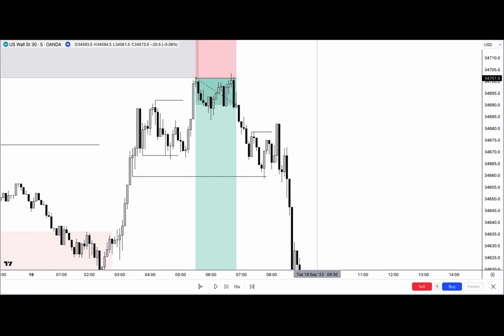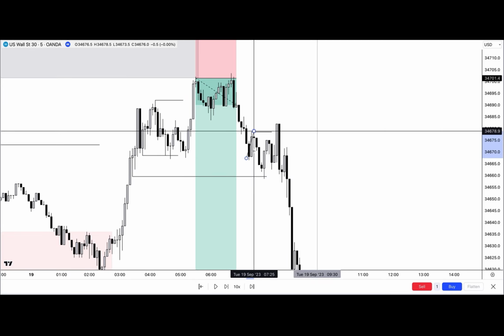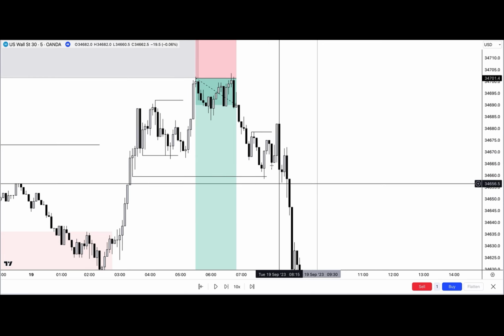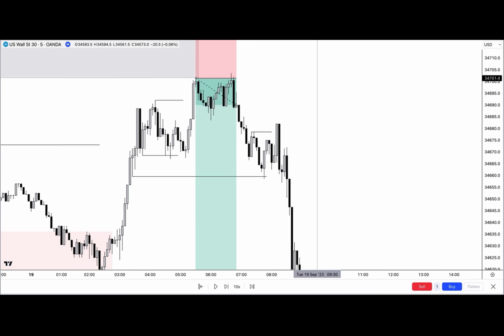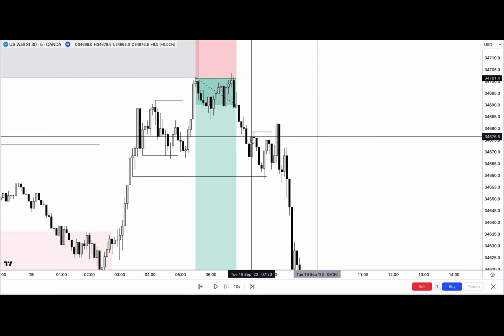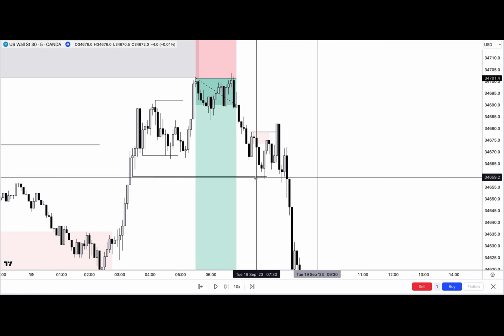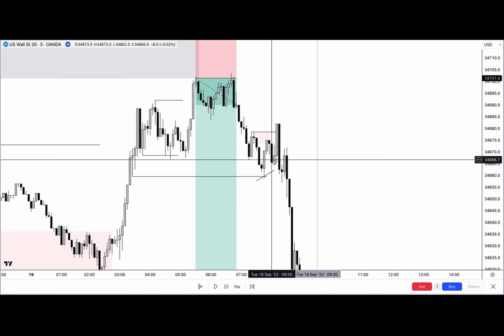Now, retail sees high, low, high. They want to see continuation, right? Look how the market reacts for them. Comes down to the low. And now we've even built liquidity at the lows now. Perfect. Then we spike above.